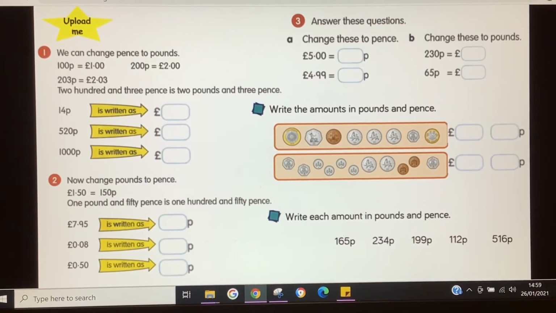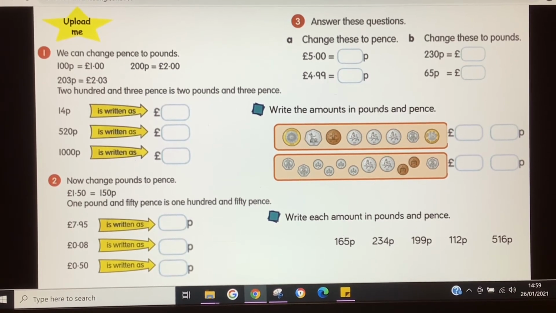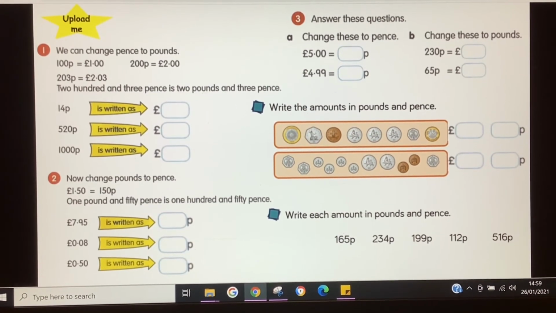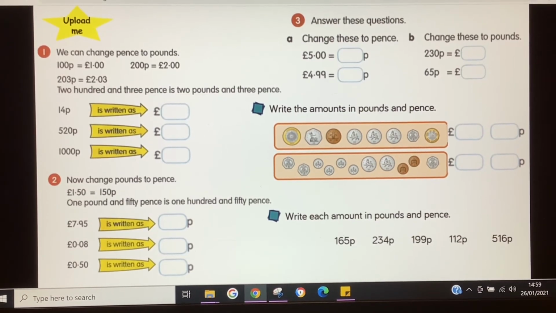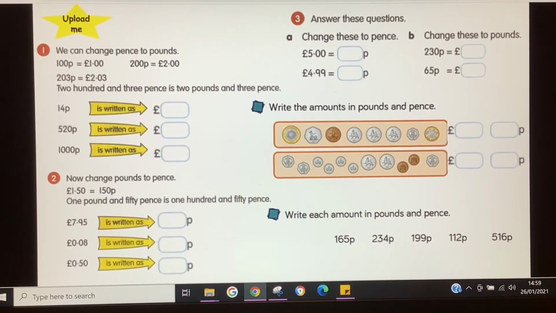So this is the task that I'd like you to complete today, and as you notice in the top corner it has got the upload me star. What you have to do for this one is use all of your knowledge of how many pence are in a pound in order to convert between pence and pounds. Sometimes you're given the pence and you have to convert it to pounds, and other times you are given the amount in pounds and you have to convert it to pence.